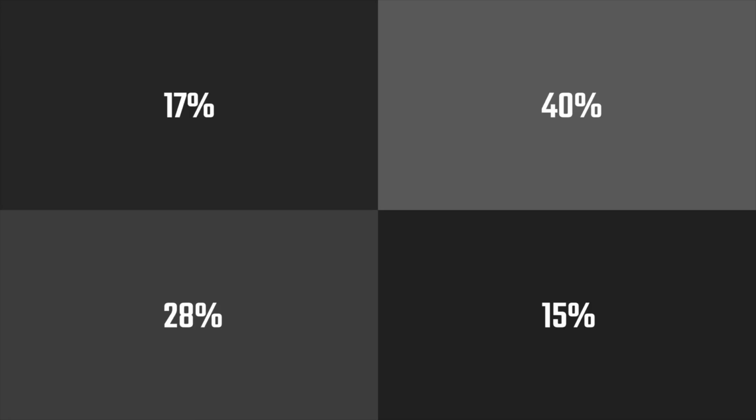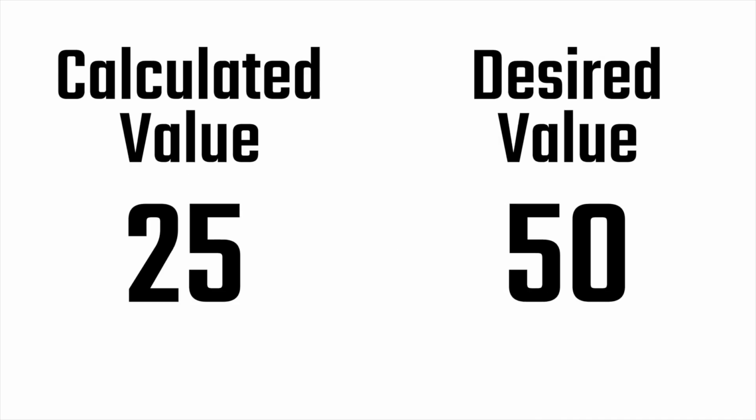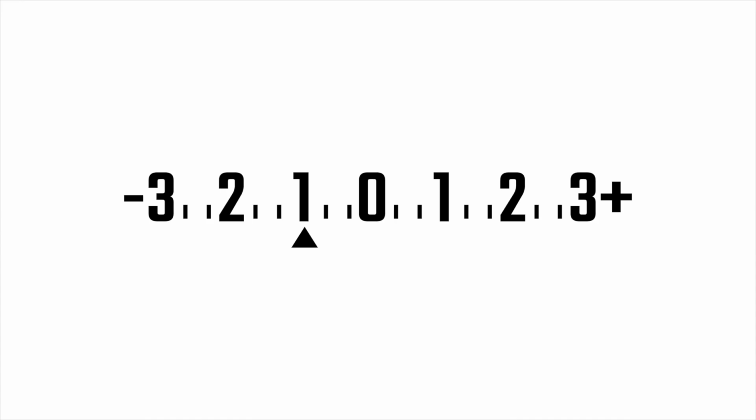If the calculated average does not match the desired average, then you get a reading indicating that the scene will be over or underexposed. For example, in this scene, we have brightness values of 15, 17, 40, and 28. The average of those values is 25, and 25 is half of 50. Because 25 is half of 50, the camera will show a -1 value on the exposure indicator to let you know that with your current settings, the image will be underexposed by 1 stop.